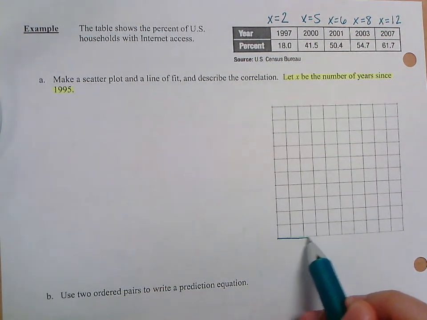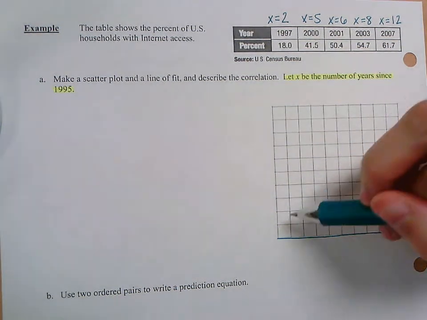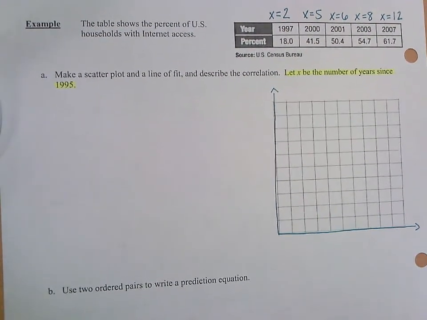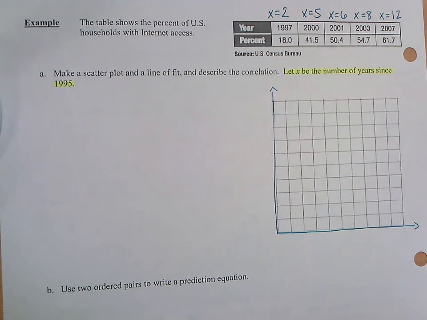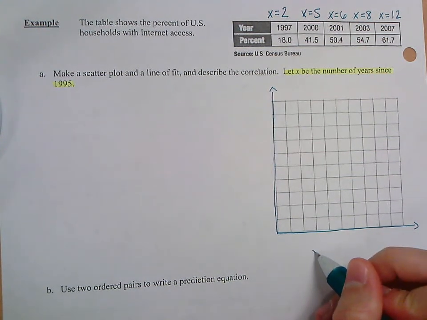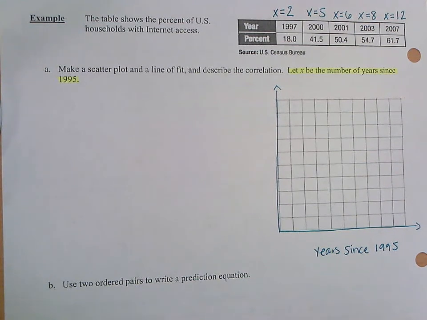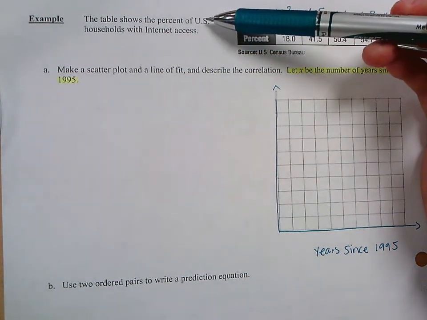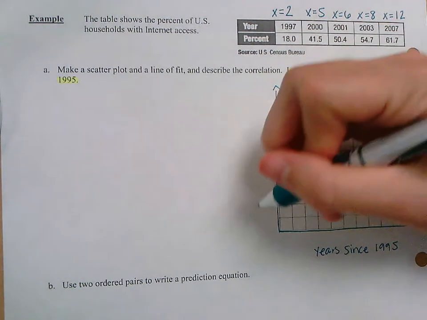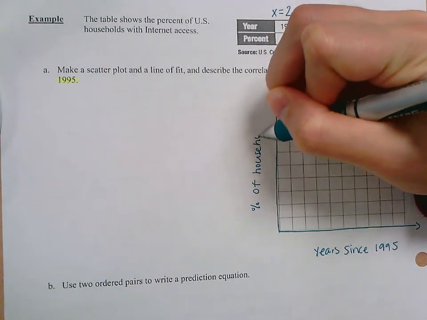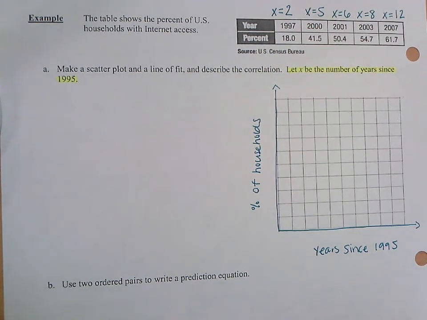So I'm just going to draw in the axes here. And I am going to label the x-axis. These are years since 1995. So in general, if you're making a graph, you should label your axes. And then the y values are percents, and it's percent with internet access. I'll just put percent of households here, just to show what it's measuring.